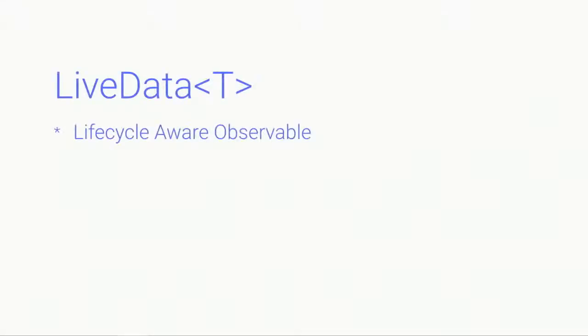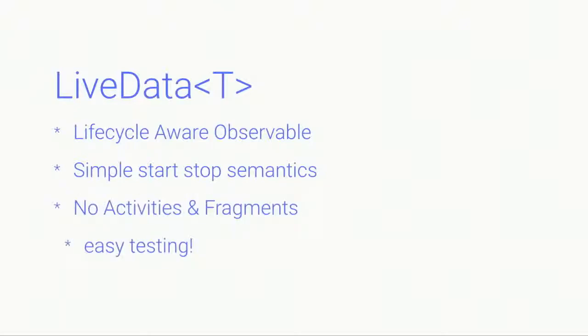So if you look at LiveData, it is a lifecycle-aware observable. It has very simple start and stop semantics. It doesn't matter how many observers you have or what state they are in. We merge all of it into one lifecycle. It doesn't have any activities or fragments inside it, but it works with both of them. It's also very easy to test because it's kind of Android free. And if you know about this infamous fragment transaction exception, we guarantee that your observer will never be called in a state where you cannot run a fragment transaction. So this is very specifically designed to work well with your activities and fragments.